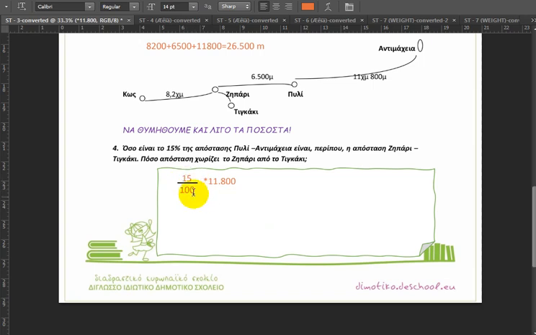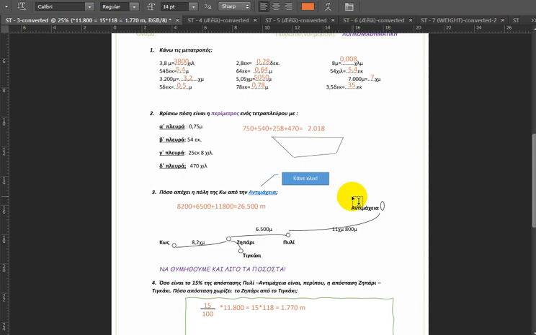Okay, so now you can just cross out the zeros here. And what you would be left with is 15 times 118. And you can do that vertically. Let's actually, give me a second. That is actually 1,770 meters. Okay, so that's exercise 3. Please check your answers. Pause the video if you have to. And we're going to be continuing to the next one.